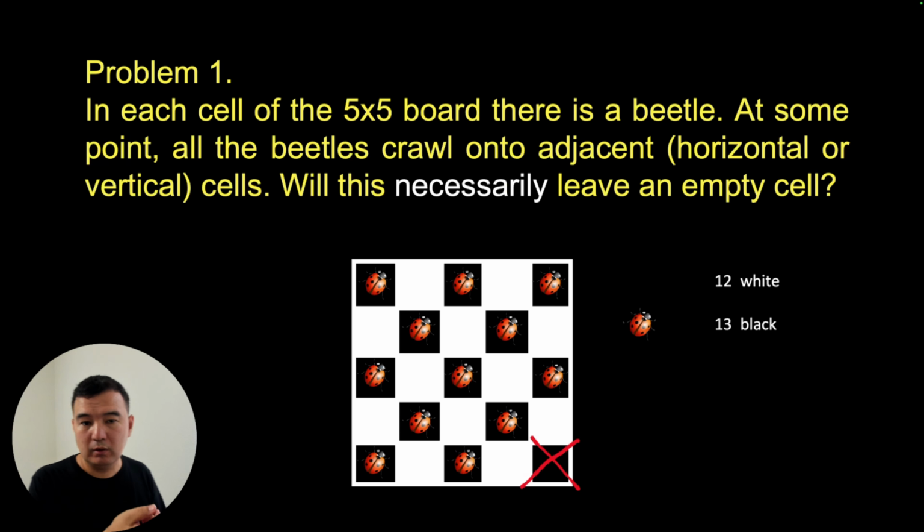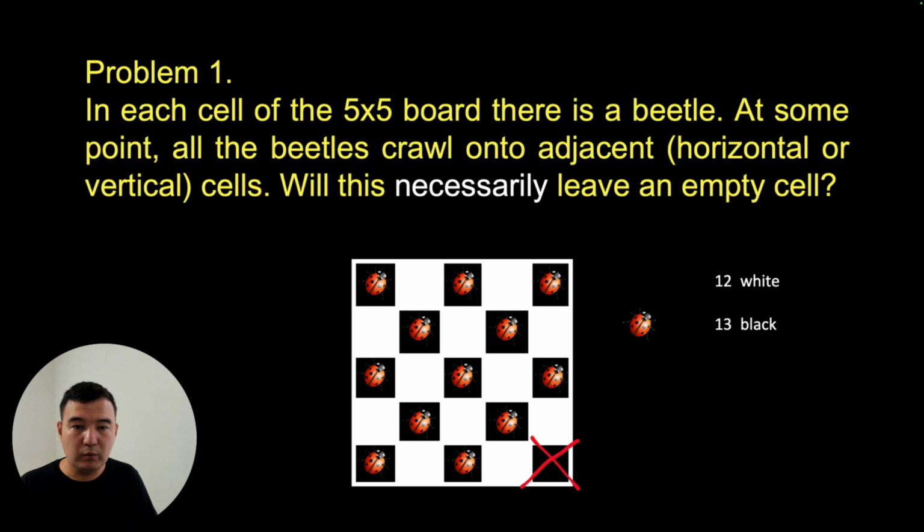What will happen to black beetles? They will go to white cells, but the number of white cells is 12. It means that some of the beetles that were on black cells originally will move to a white cell together. 13 beetles will have to fit into 12 cells, which basically means there will be at least one black cell empty. No matter how this random process happens, there will be one empty cell. So that kind of proves the idea.